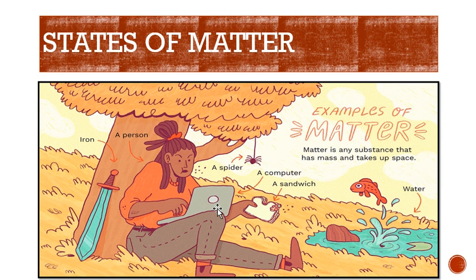Now, since our focus is on matter, matter has states or phases. In this picture, can you identify the states or phases of matter in the examples? Like water, sandwich, computer, this spider, this person, and then this iron. What are their states of matter, or in what state of matter sila?